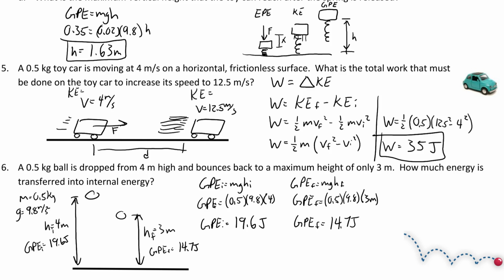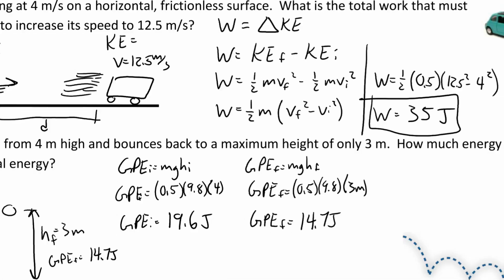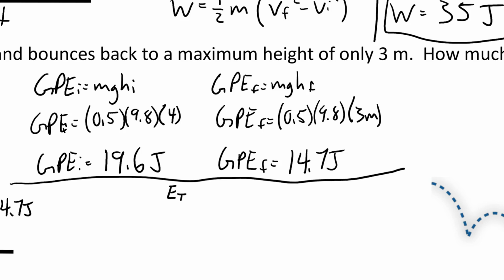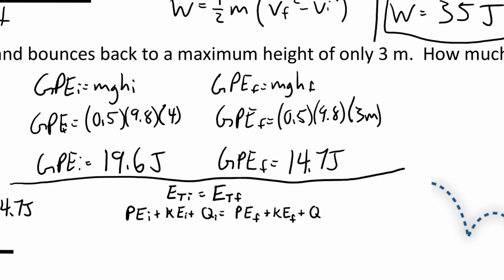So how do you find that? Again, you could just find the difference between the two, but if we wanted to write a nice equation, we definitely could do that. Let's write it down below right here. All right, so we have the total energy initially is equal to the total energy at the end. And again, the total energy is just the sum of the potential plus the kinetic plus Q, internal energy. And then you have potential plus kinetic plus Q. And this is for the initial situation. This is for the final situation.